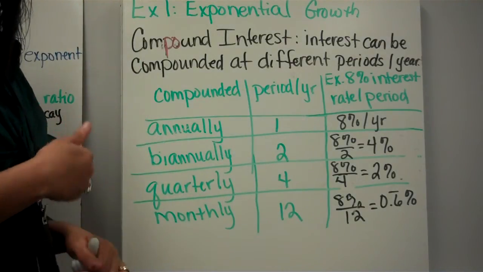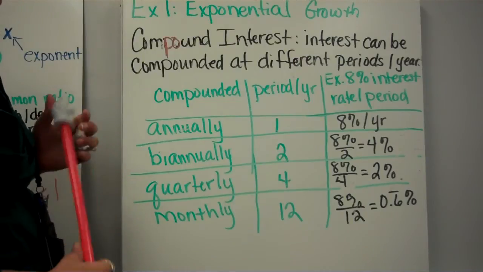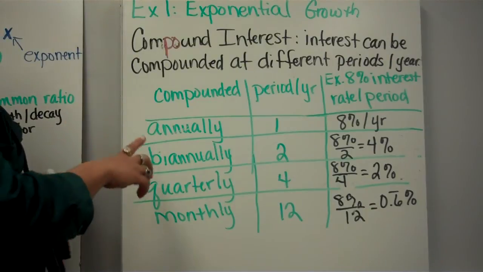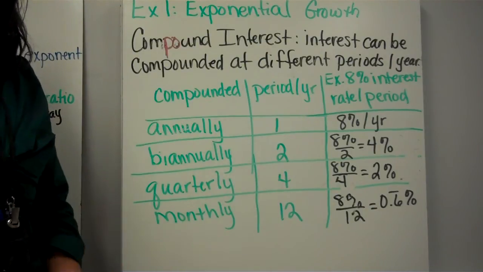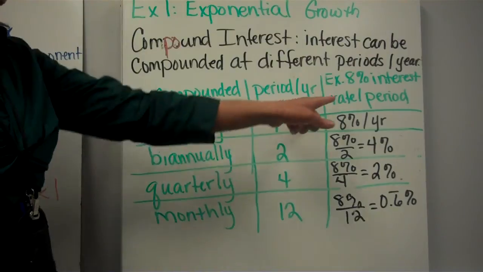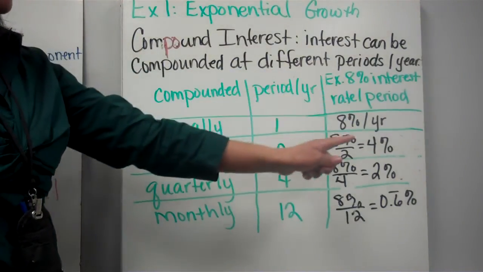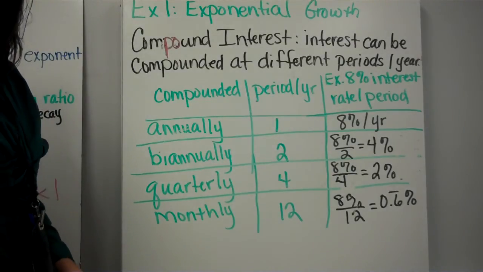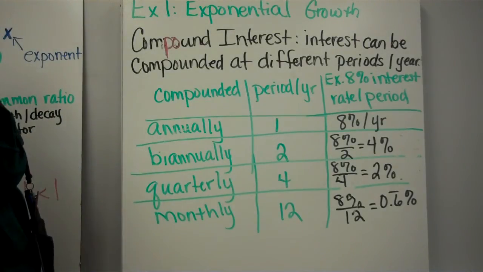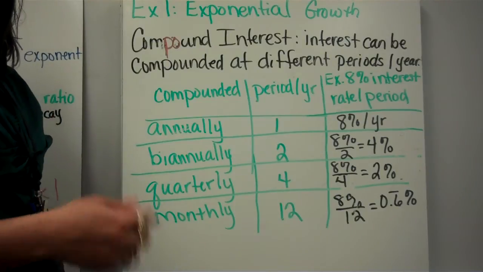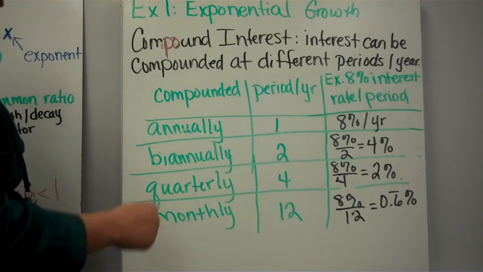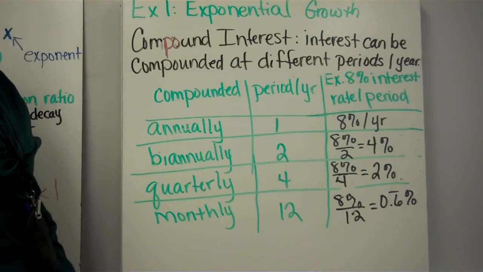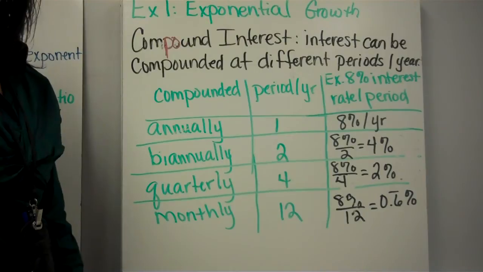Compounding interest: you can apply this same concept to compounding interest, which can be compounded at different periods of the year. If you're compounding interest annually, that means you're getting your interest in one lump sum that year. Say, for example, my interest rate is 8%. Well, that 1 year, I would get one lump sum of 8% interest added on to my money. If my interest is compounded biannually, that means every 6 months, 2 times a year, I'm going to get a portion of that 8%. So that 8% is going to be split in half, and I'm going to get 4% every 6 months.